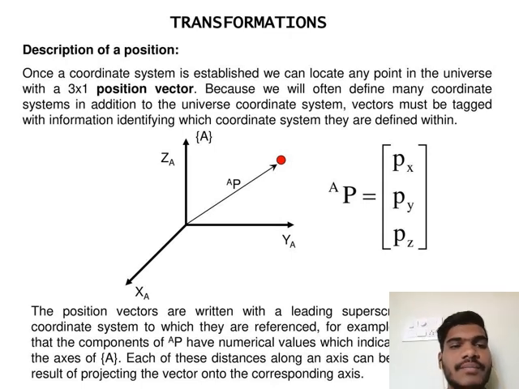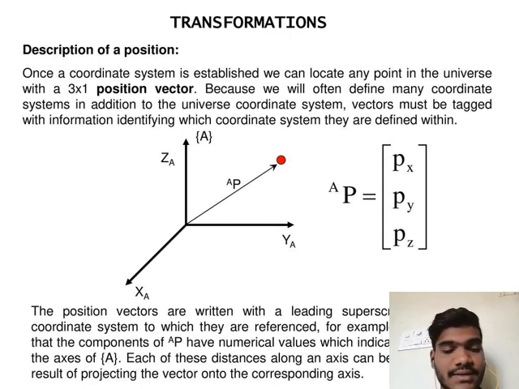Transformations. Description of a position. Once a coordinate system is established, we can locate any point in the universe with a 3 cross 1 position vector. Because we will often define many coordinate systems in addition to the universe coordinate system, vectors must be tagged with information identifying which coordinate system they are defined within. The position vectors are written with a leading superscript indicating the coordinate system to which they are referenced. For example, AP.